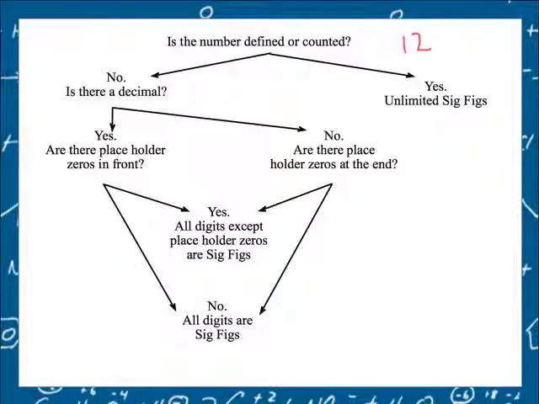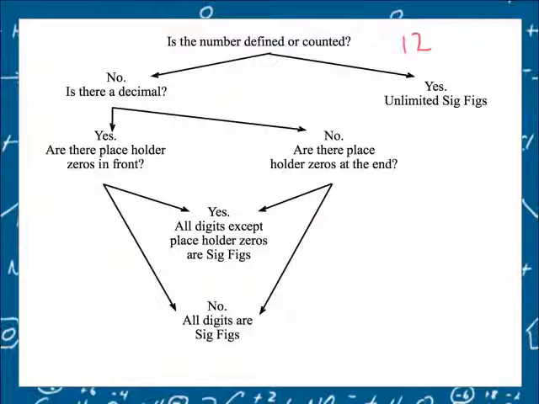If it's a situation where it's countable objects that come as wholes, or it's a definition, like 12 inches in a foot, then you go over here and we would say that has unlimited precision, because it doesn't get any more precise than 12 inches in a foot. On the other hand, most of the data we're going to be dealing with is not counted or defined. We can have fractions. We could be dealing with something like 2.5 grams. So most of the time you're going to be going over here.